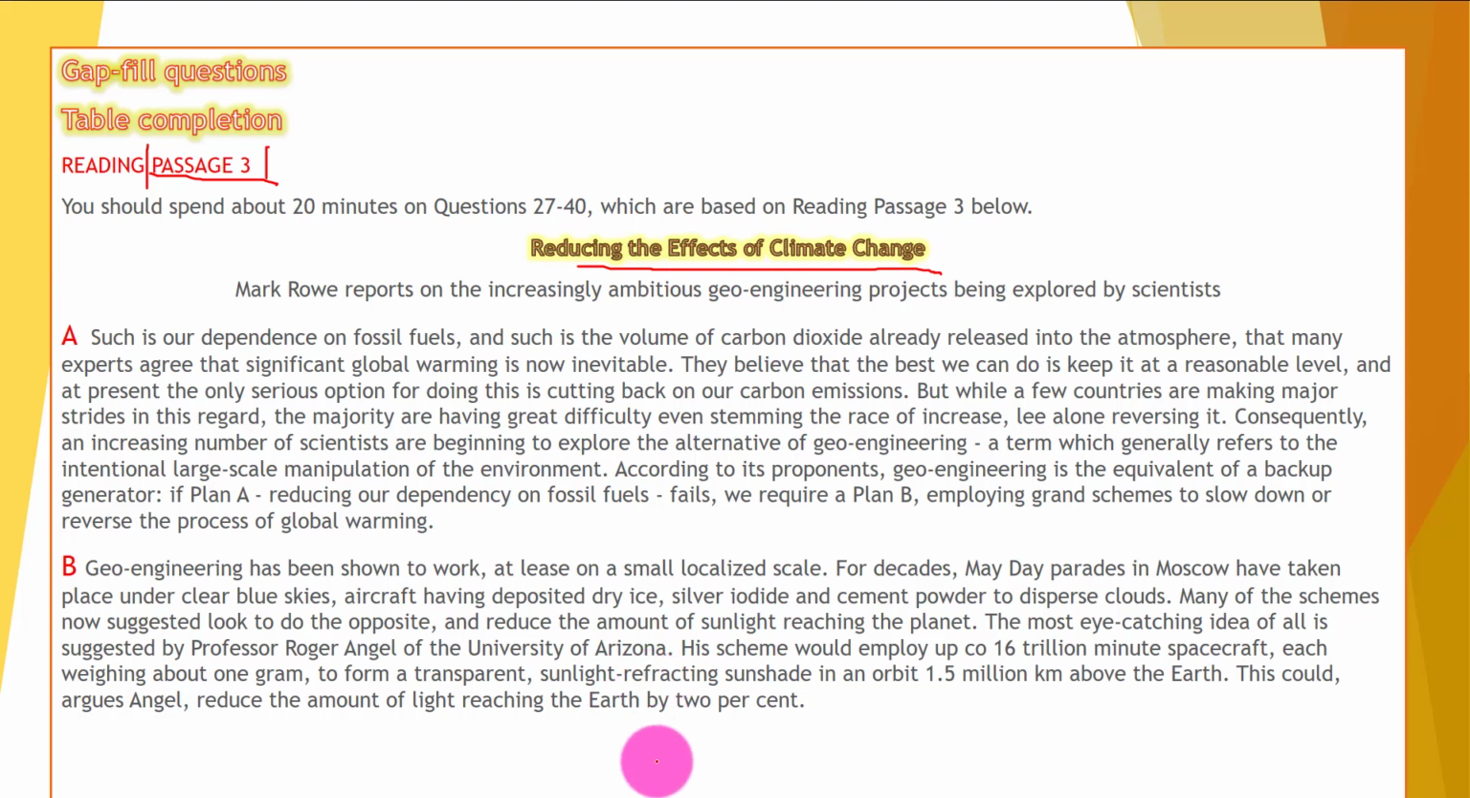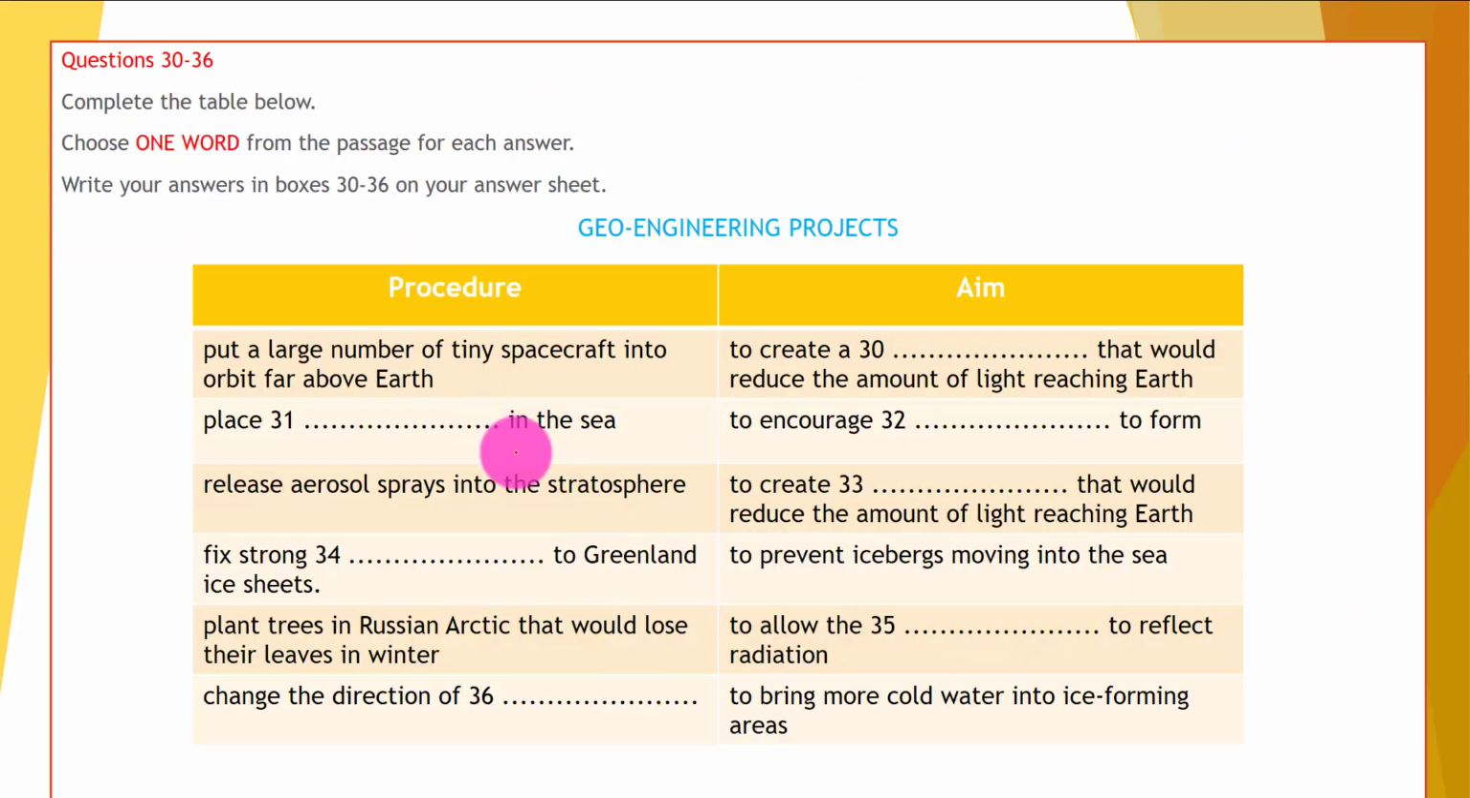Then let's go and look at our questions. We're going to read our instructions carefully. Choose one word from the passage for each answer. So our word limit is one word, and you have to choose one word for each answer. And we have a table with a title, Geoengineering Project. The title is going to help us find the relevant part of the text, and also we're going to choose keywords for two of our questions. In the first column of our table, we have procedure, and in the second, aim.